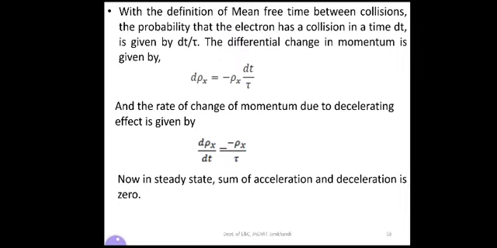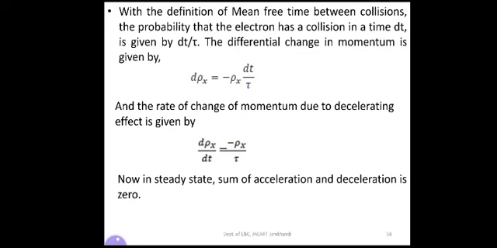To find the total rate of momentum change from collisions, we must investigate the collision probabilities. If the collisions are random, there will be a constant proportionality of a collision at any time for each electron, with the definition of the mean free time between collisions.